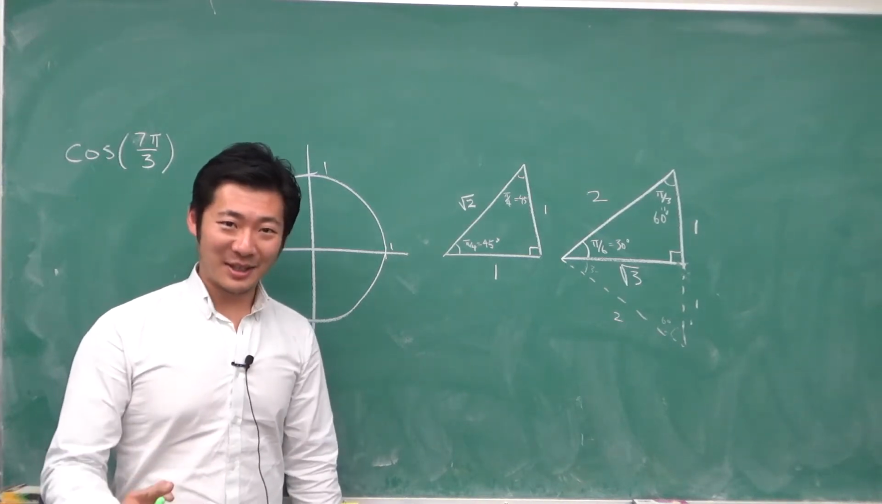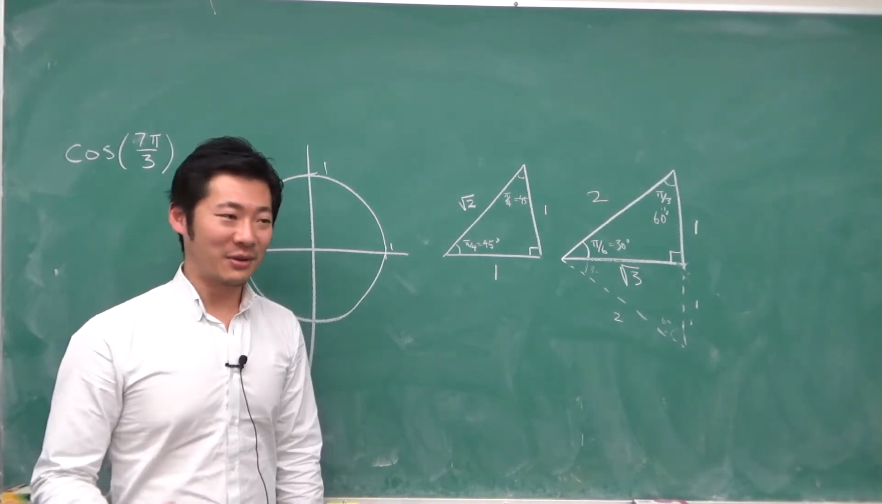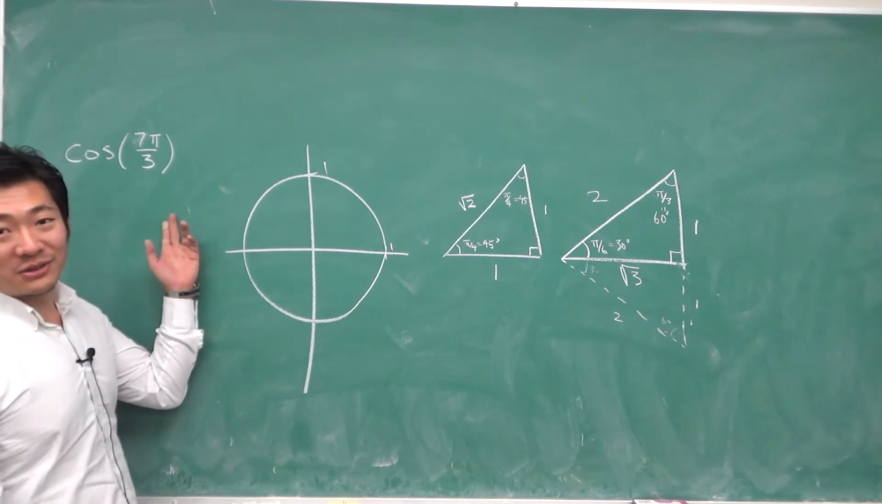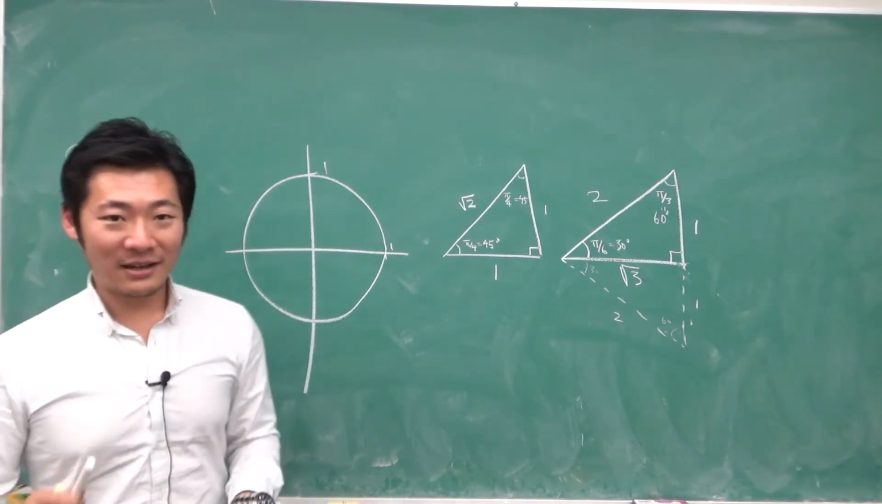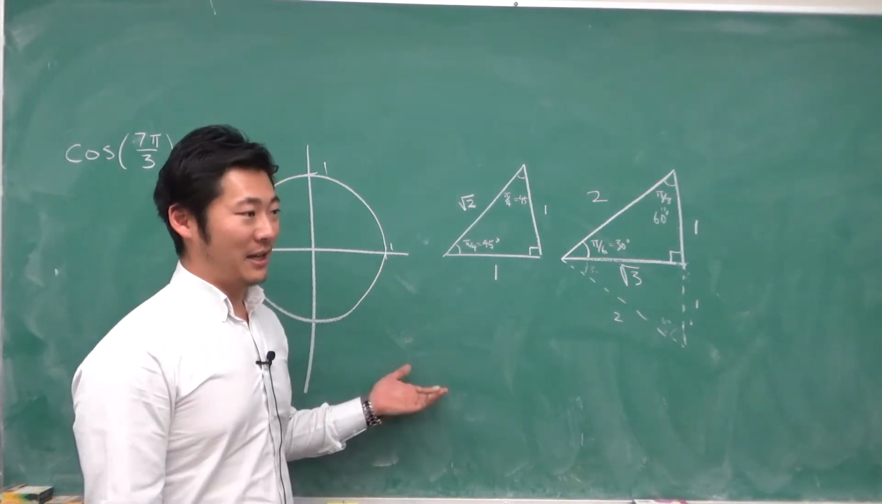I've been reading your discussion posts online, and I'd like to respond to one of the questions that was asked, which is to find the values of these trig functions for certain angles. We can't always find the values of trig functions except for certain angles.